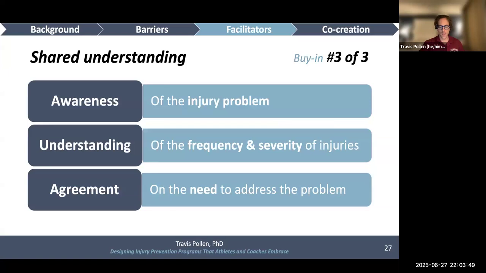The final buy-in facilitator is coming to a shared understanding among all the stakeholders. So we need everybody to be aware of what the injury problem is. We need them to understand how frequent and severe the different injuries are that our teams are having. And we need them to come to an agreement on the need to address this problem with an injury prevention program. So again, this is going to combat that skepticism and disinterest, and it's going to increase the investment that everybody has in addressing the problem with an injury prevention program.